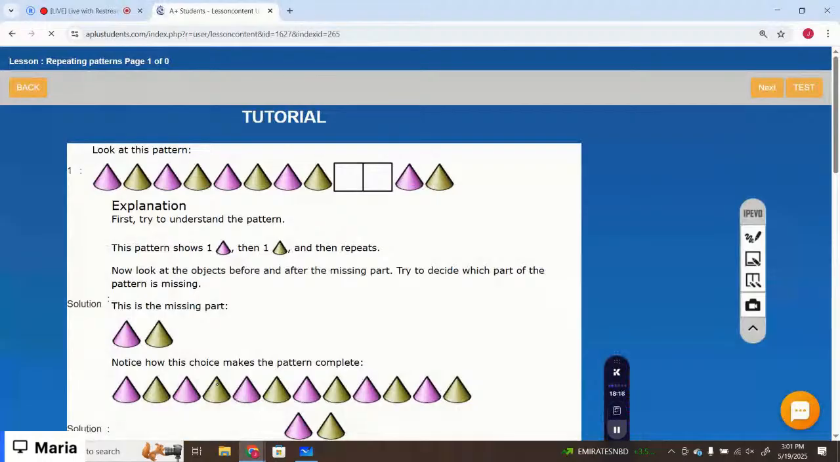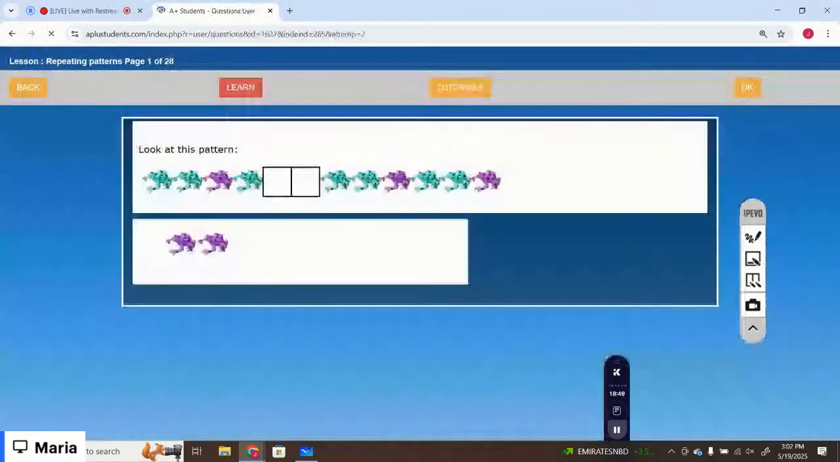Look at this pattern. So we have a purple and a green pattern, right? Here we have purple and green. The next one is a purple and green pattern. The correct option is the purple and green pattern. So the missing one is a purple and a green pattern. Let's start with the test questions.